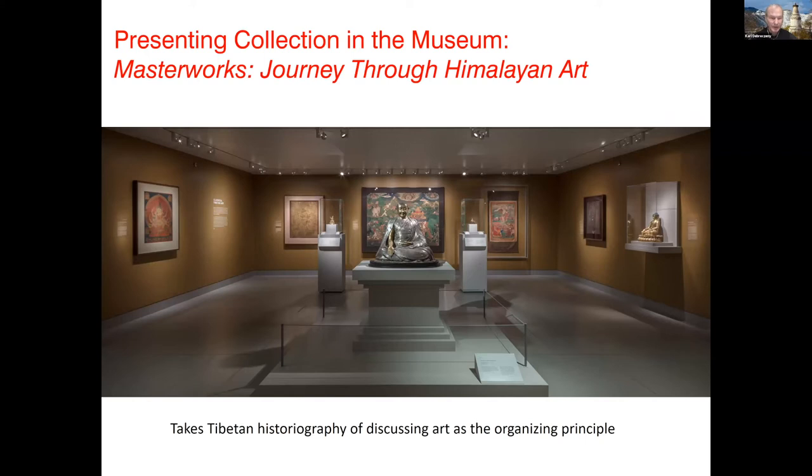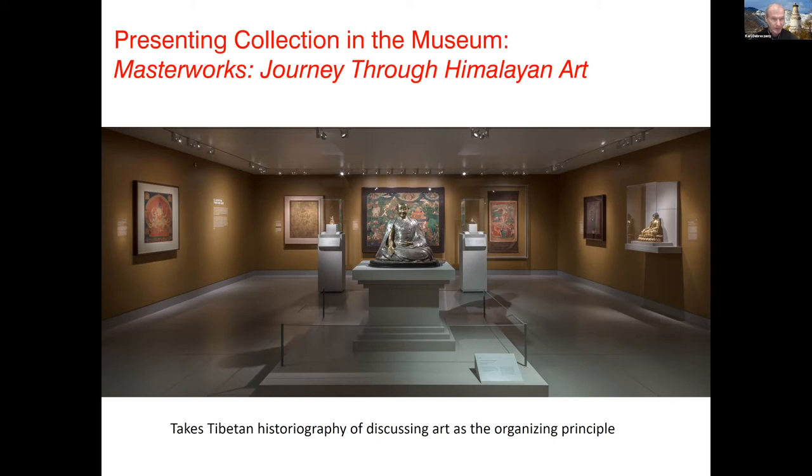So the Masterworks exhibition, which has now been moved to the fifth floor, moves geographically from west to east, exploring artistic and cultural relationships across the Himalayas, Tibet, and related cultures with which they had dialogue. This floor really takes Tibetan historiography of discussing art as its organizing principle, right? So Eastern Indian art, Kashmiri art, Nepalese, and then Tibetan-born traditions like Menri and Tenri and so on.